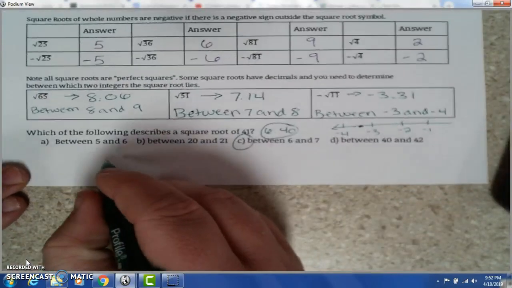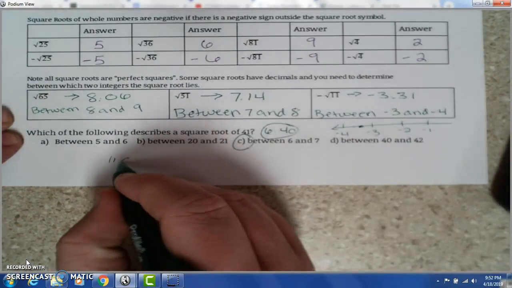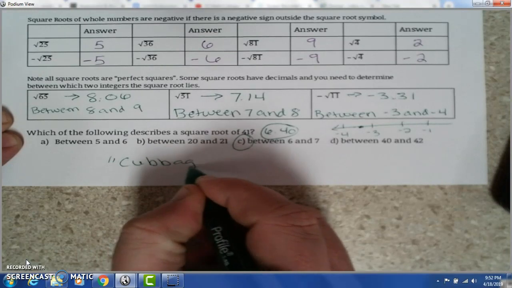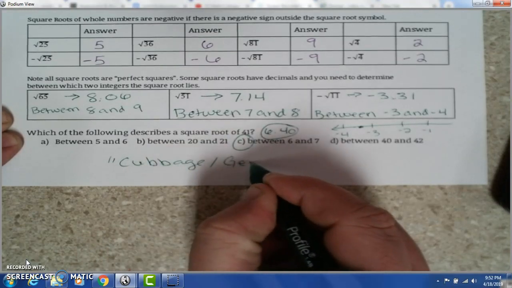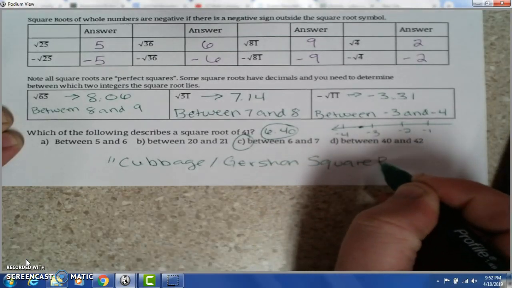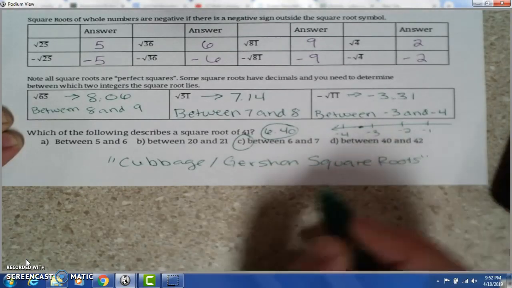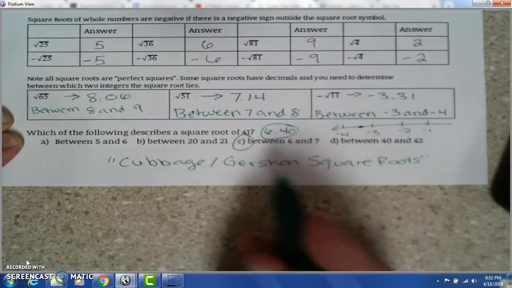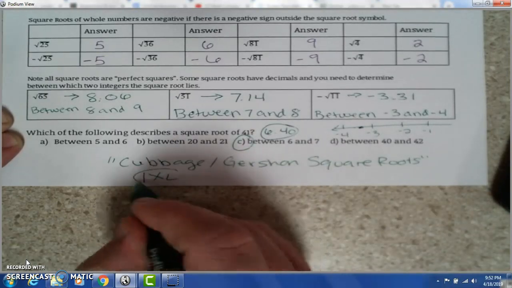Well, thank you all. What I want you all to do now, there's nothing on the back, is I want you to go on to Power Test. It's called Cubbage/Gershon Square Roots. If you get above an 80%, then you're done with this. Otherwise, you'll do some IXL. Okay?